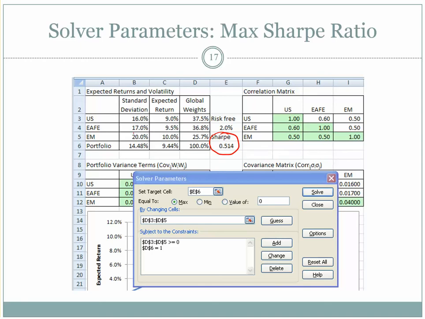So in Excel, I'll set up a formula. I'll say the portfolio Sharpe is going to be the mean return minus the risk-free rate over the standard deviation of the portfolio. I'll calculate that number, and then in Solver I'll maximize that by changing these weights, making sure I have 100% invested. And I also add a constraint to make sure there's no negative weights.